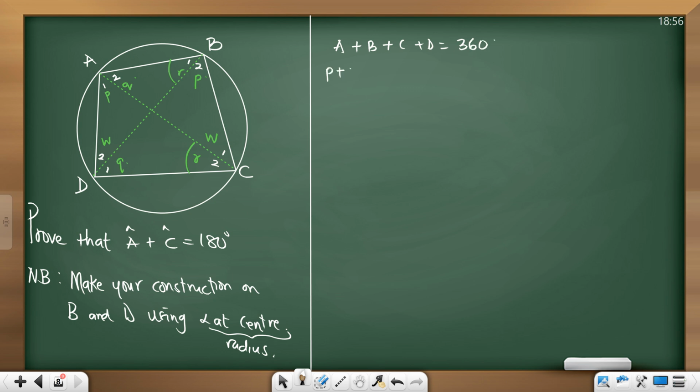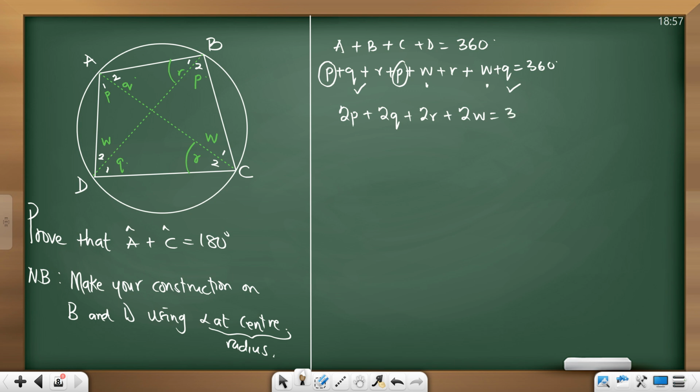Yeah. This is P plus Q. What is B? R plus P. What is C? W plus R. What is D? W plus Q equals what? Now, there's a P here, a P here, a Q here, a Q here, a W here. So what do you notice? They are all 2, 2, 2. So 2P plus 2Q plus 2R plus 2W. Can we divide by 2? What do you have? P plus Q plus R plus W.